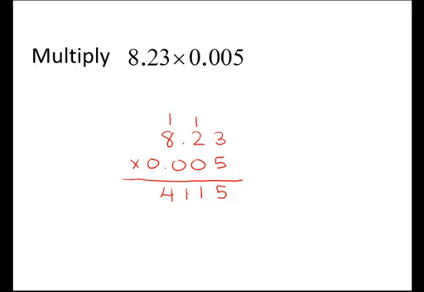I need to go 5 places to the left, and that's where I need to place my decimal point. So moving 5 places to the left tells me I need to insert a 0 in my answer. The answer to this multiplication problem is 0.04115.